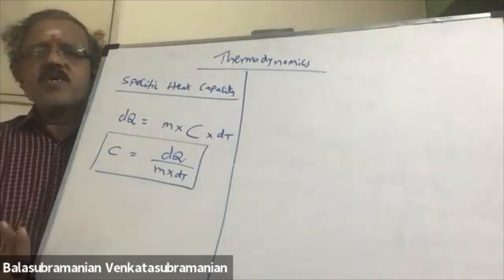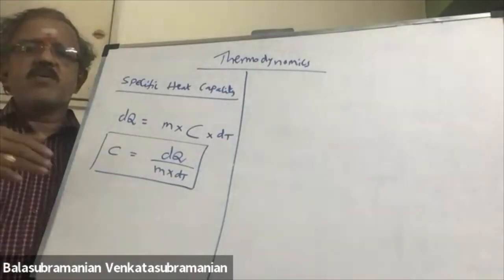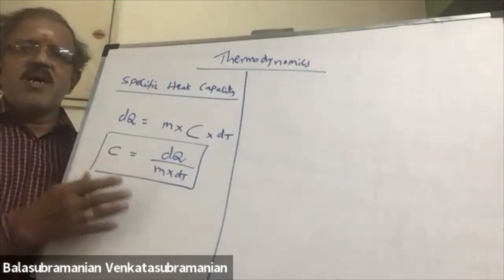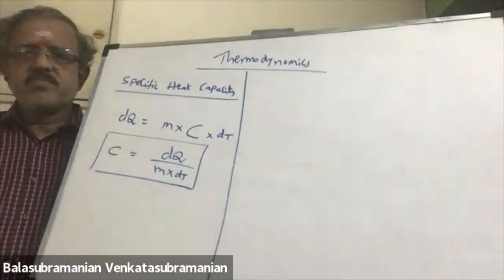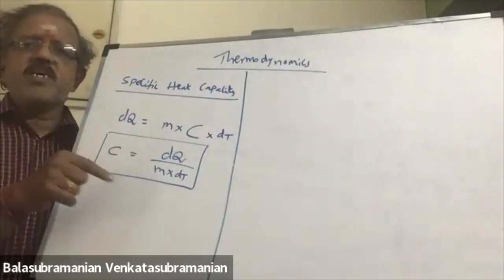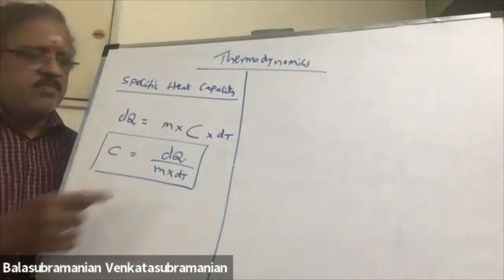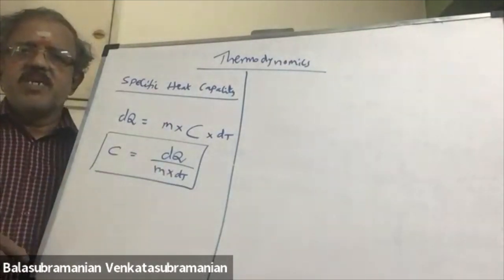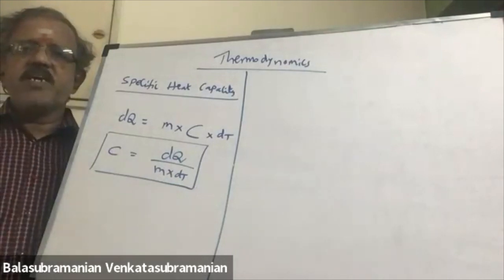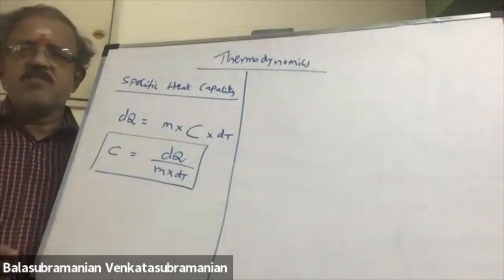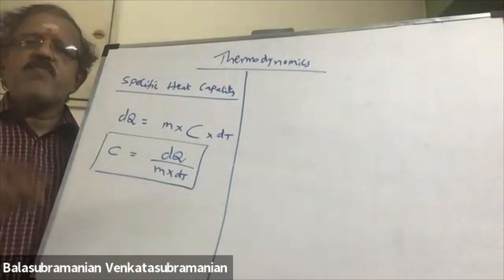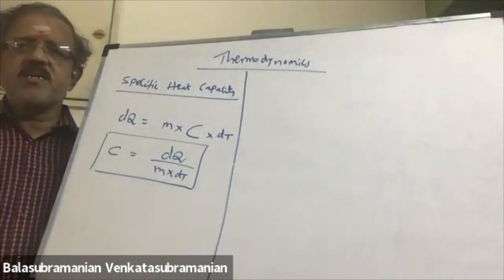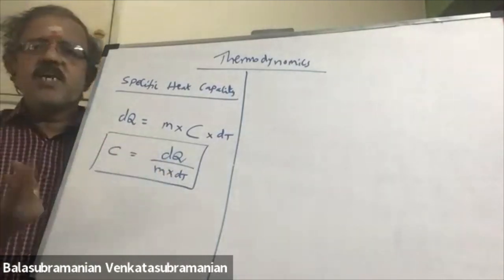Sir, how can I convert to a 1 kilogram body? How can I convert for 1 degree Celsius difference in temperature? Let the mass be any value. You calculate for 1 kilogram. The temperature difference we don't know. Let it be 10 degree, 25.5 degree, 80 degree, 90 degree, anything. You calculate for 1 degree Celsius. If you calculate for 50 degree, divide by 50 and you will get for 1 degree.